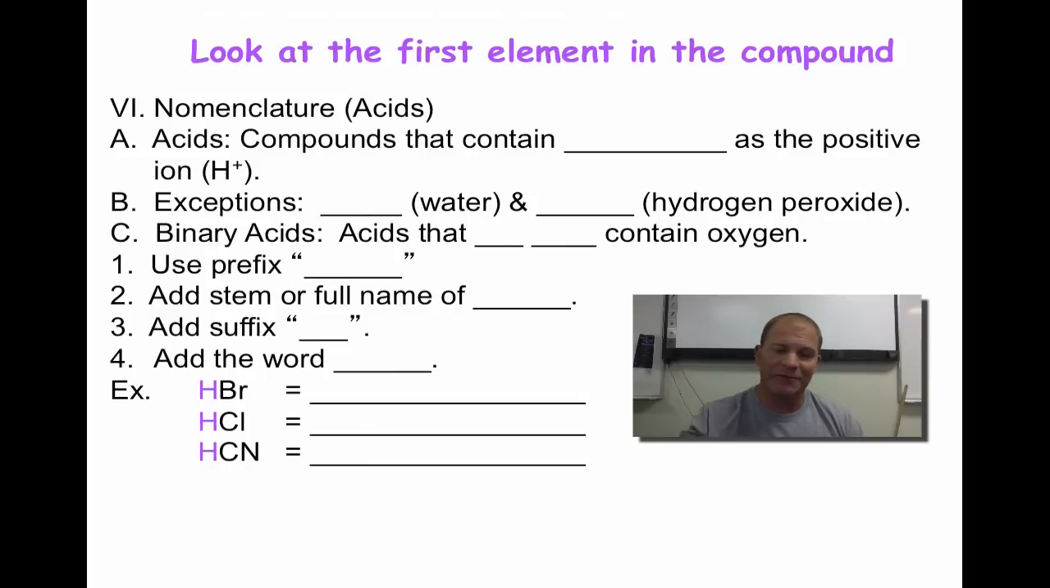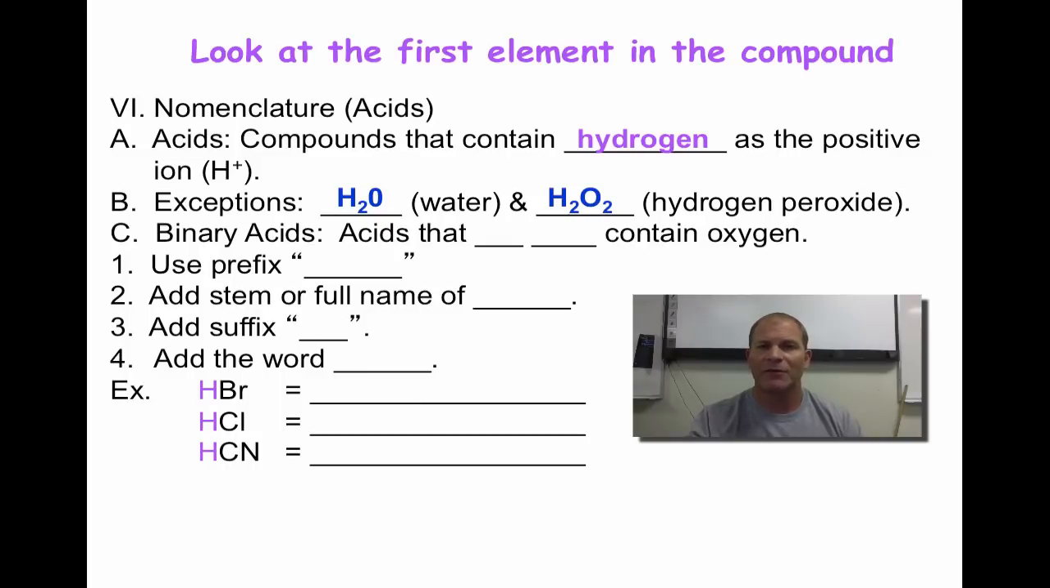Now acids are easy to recognize because they're the only ones that start out with hydrogen. There are a couple of exceptions to the rule. There is water, which is called dihydrogen monoxide, and then there's H2O2, which is hydrogen peroxide. Please remember, hydrogen peroxide is the over-the-counter name, but it's also the accepted scientific name. So once we identify it starts with hydrogen, it's an acid.